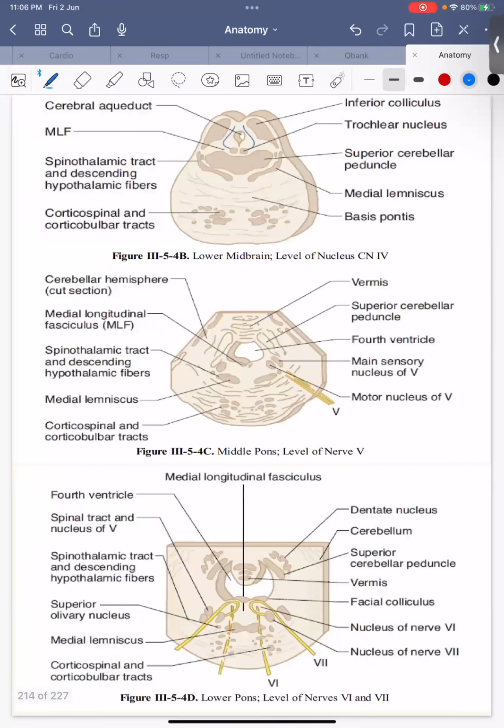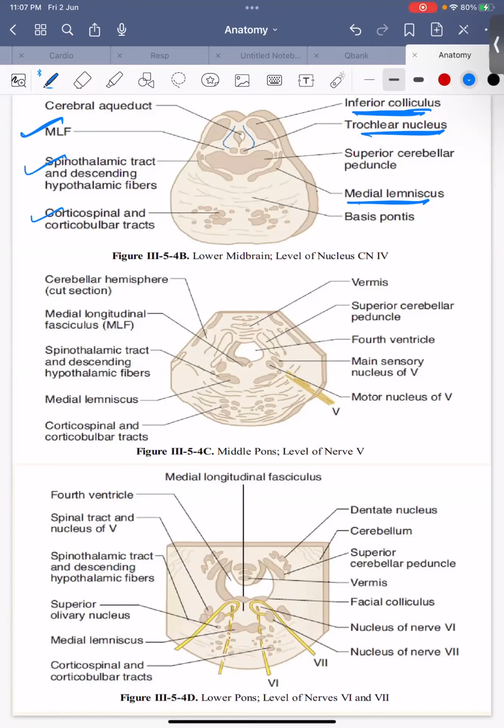Then, at the level of the lower midbrain, you have the cranial nerve 4th. Here, in the lower midbrain, you have not the superior but the inferior colliculus, and the trochlear nucleus, that's the cranial nerve 4th. Now you will see the medial lemniscus here also. You will see the corticospinal and corticobulbar tract, and the spinothalamic tract. Along with this, you have the descending hypothalamic fibers. Also, you have the medial longitudinal fasciculus at the lower midbrain level.